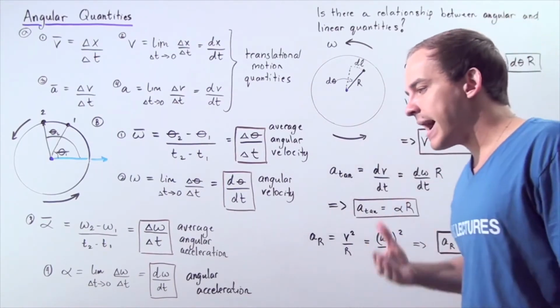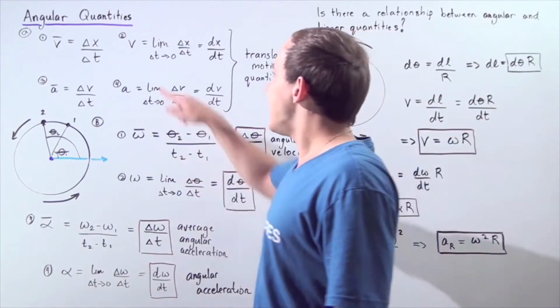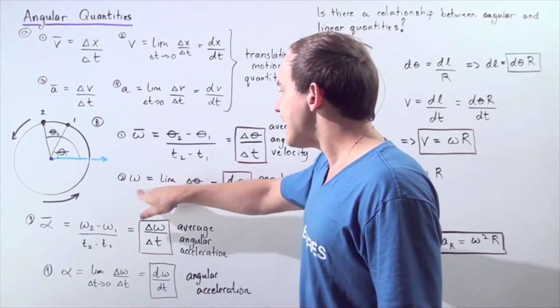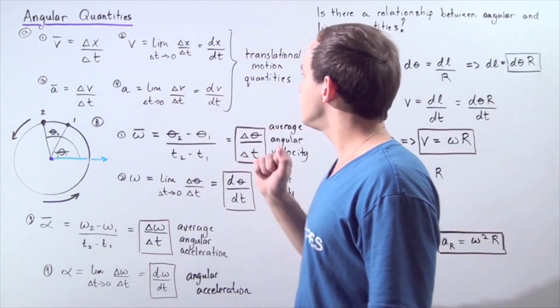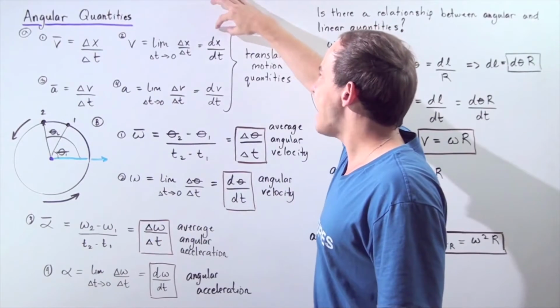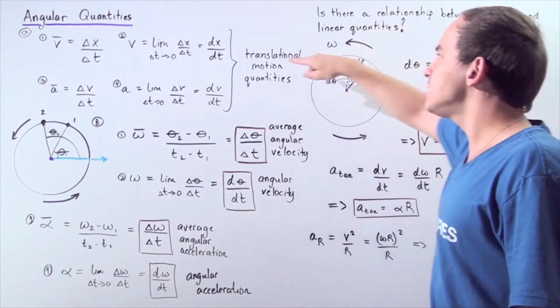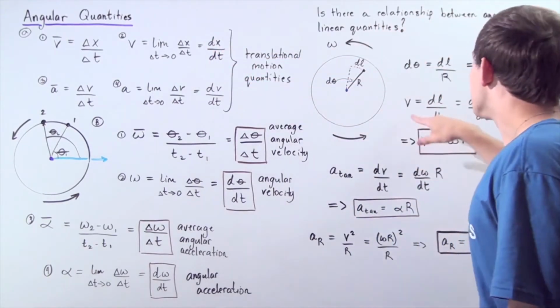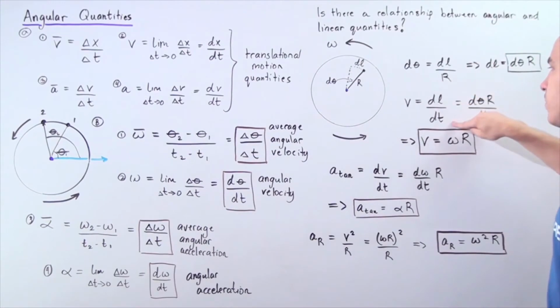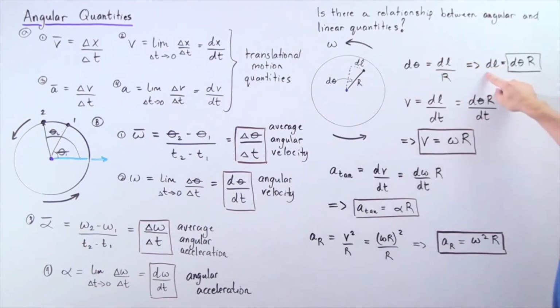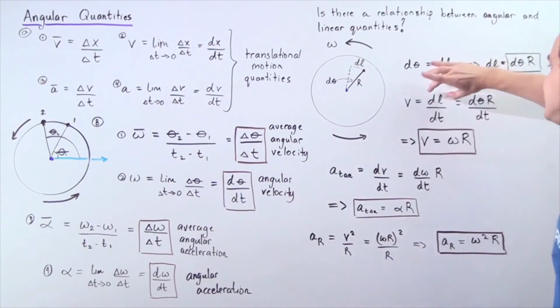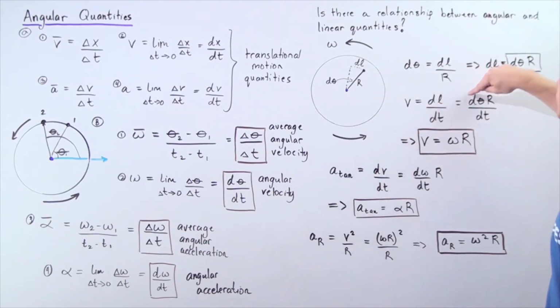So, we want to somehow build a relationship between instantaneous velocity and angular velocity. So instantaneous velocity is given by dx divided by dt. And because this distance is infinitely small, that means dx is equal to dl. So velocity is equal to dl divided by dt. And we just said dl is equal to d theta multiplied by r from this relationship. So that means we can substitute this quantity into dl and we get velocity is equal to d theta multiplied by r divided by dt.